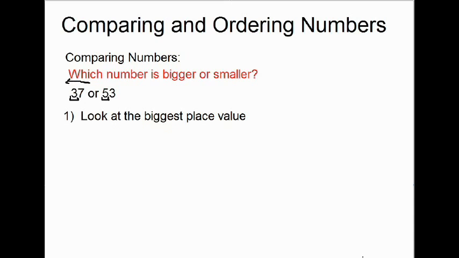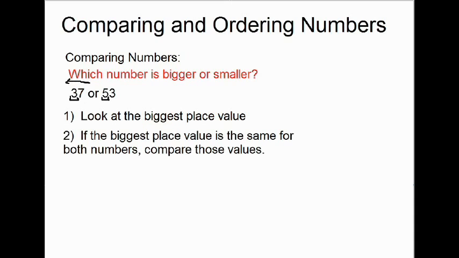So once we look at the biggest place value, then we compare those two numbers. If the biggest place value is the same for both numbers, which in this case it is here, once again, the biggest place value we have for 37 is the tens. The biggest place value we have for 53 is the tens. 5 is bigger than 3, or 3 is smaller than 5. So we can compare those values and say that 37 is smaller than 53, or 53 is larger than 37.